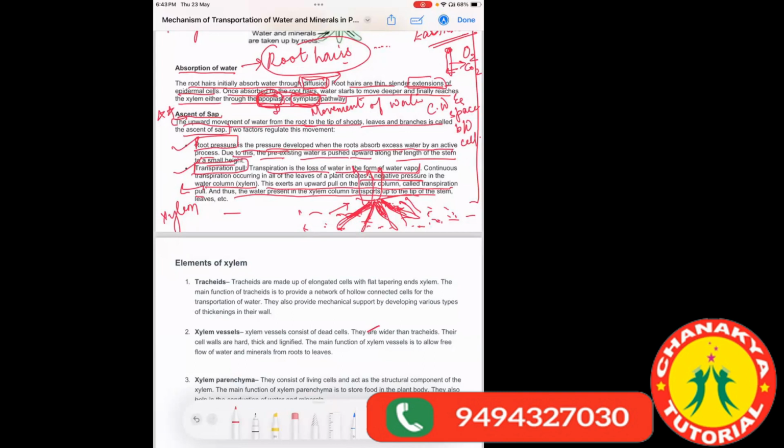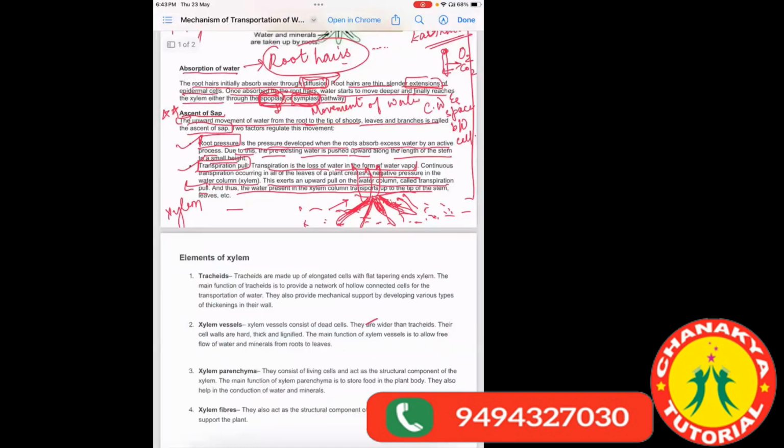Then the transpiration pull: because of the extra water loss in the form of water vapor, it creates a kind of negative pressure, and because of this the water is pulled up automatically through the xylem cells. So that is what the transpiration pull is. Am I clear, Shubhansh?